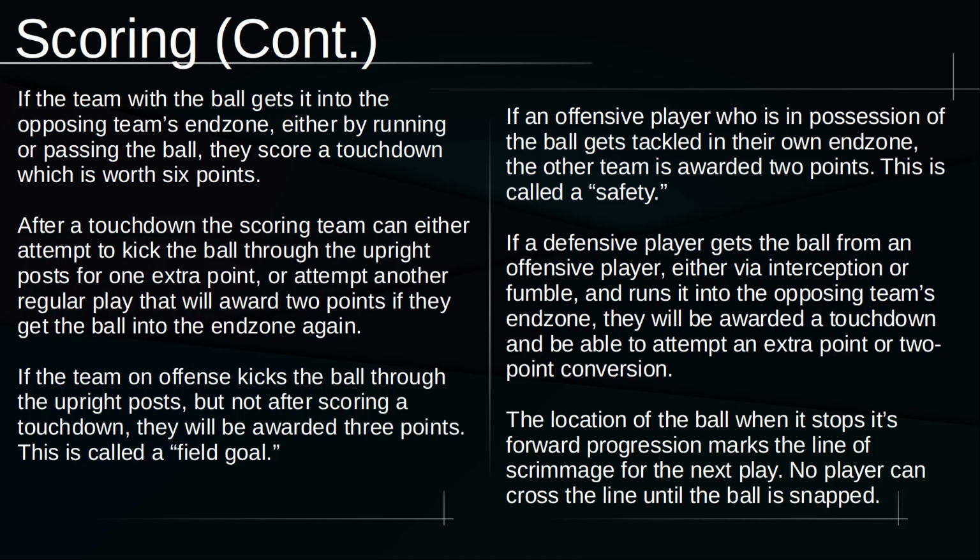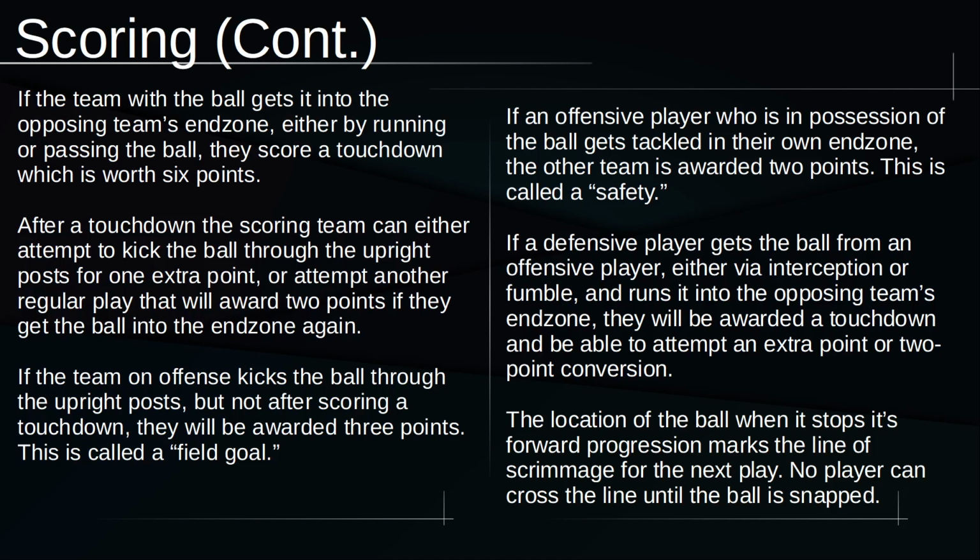If a defensive player gets the ball from an offensive player, either via interception or fumble, and runs it into the opposing team's end zone, they will be awarded a touchdown and be able to attempt an extra point or 2-point conversion. I basically just included that to point out that defensive players are able to score.